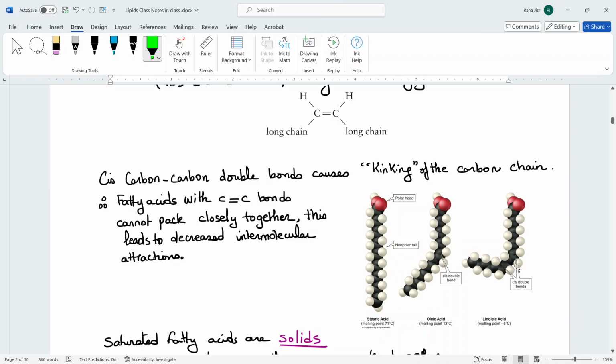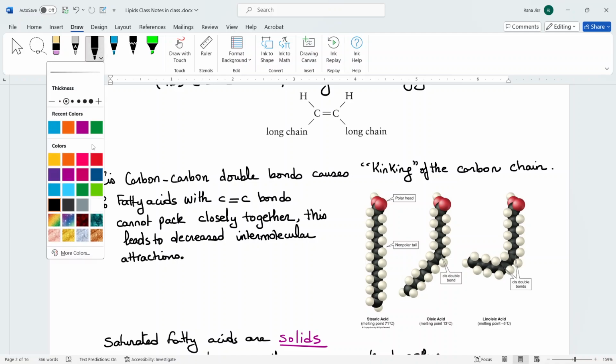But for these fatty acids that have double bonds, when I want to pack them together, they're going to be far away from each other. So this will lead to decreased intermolecular interactions within the structure. So this is why unsaturated fatty acids do have a low melting point. So let's put this over here.